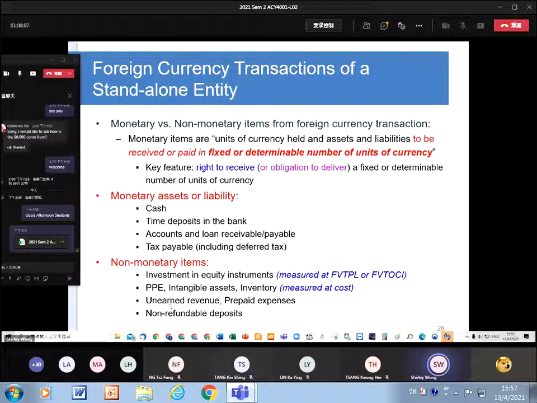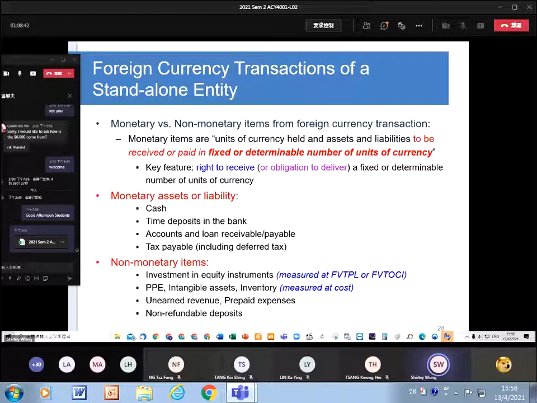And finally, the unearned revenue or prepaid expenses. Unearned revenue means someone pays you the revenue first, but you have not yet performed the services. As time passes by, you will receive nothing. You just need to perform the services in order to earn the revenue. Therefore, unearned revenue is a non-monetary item. Prepaid expenses is also you pay the expenses first, but this prepaid expense finally will be utilized as time passes by, you use the services, then it will become expenses. Therefore, prepaid expenses is also not a monetary item.